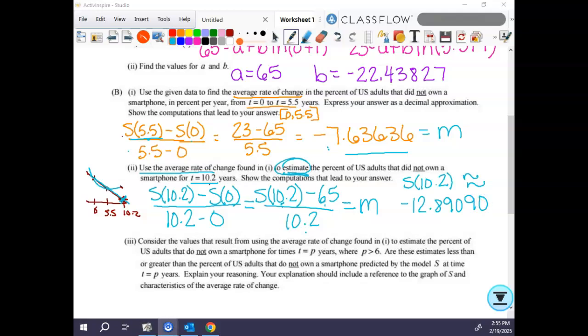And if you think about what that means, that is the percent of US adults that don't own a smartphone. And a negative number doesn't make sense for that, but that's because our estimation is way off. Okay, so we're not going to overanalyze that.